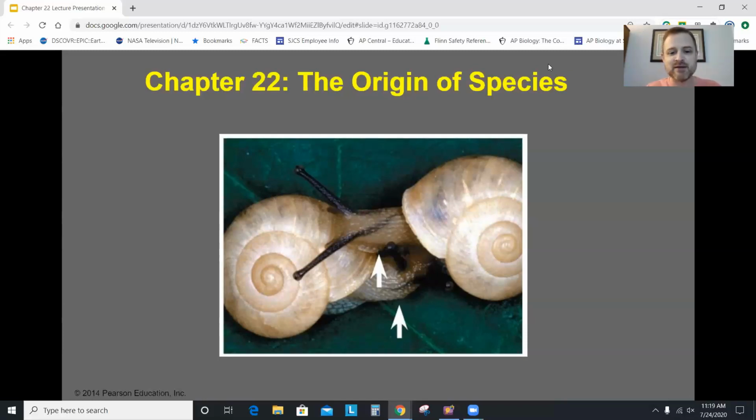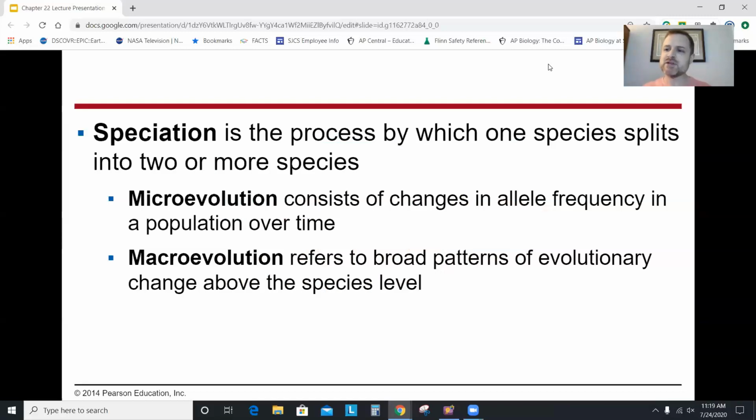Based upon the shell's pattern, in this case, the genital openings cannot overlap. So these two snails can mate all day long, or they can try to, but they're not going to create offspring because mechanically the parts don't fit. So this is a case where I've isolated a population. They're not actually isolated, they're in the same place, but they're isolated genetically because they can't have offspring. So this is one way to go from one population of one species to two separate populations that become separate species.